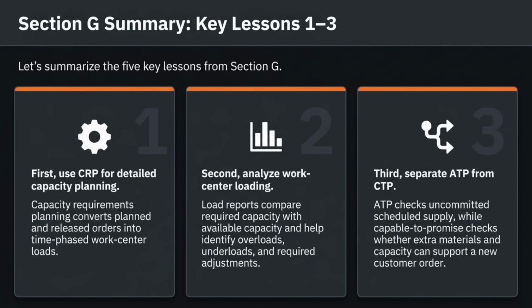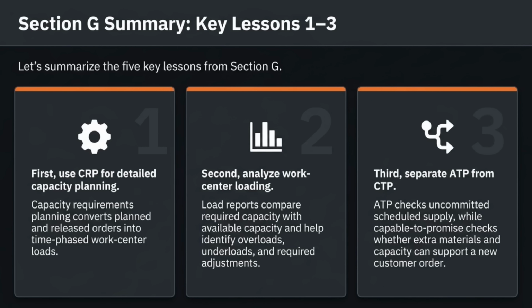Let's summarize the 5 key lessons from Section G. First, use CRP for detailed capacity planning. Capacity requirements planning converts planned and release orders into time-phased work center loads. Second, analyze work center loading. Load reports compare required capacity with available capacity and help identify overloads, underloads, and required adjustments.